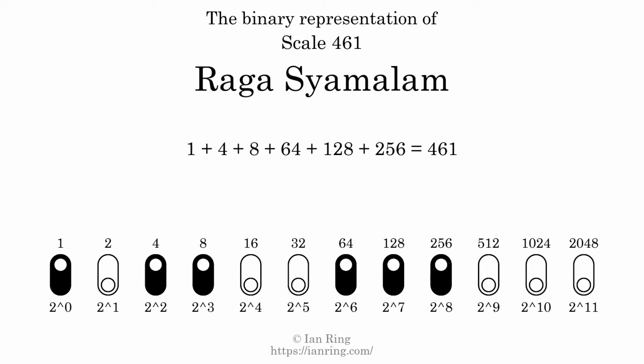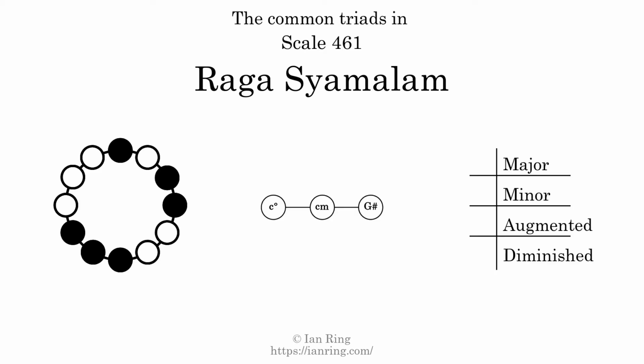The scale number not only enumerates the scale with a unique index, but it also literally describes the tonal content of the scale. Represented as a binary number in base 2, the scale number is 00011100101. Here are the common triads present in this scale.